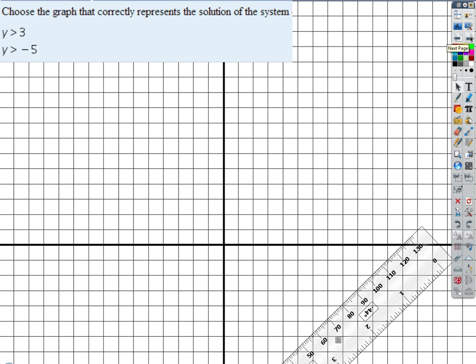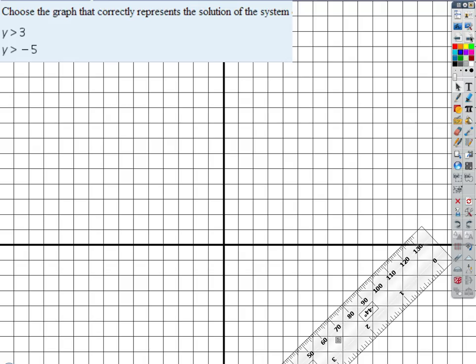Last one, maybe. Yeah, last one. Okay, this is a really easy one, but people had some questions about this. It's a little strange, but it's very simple, actually. So what about this? It says choose the graph that correctly represents the solution of the system. Well, what does the first line look like? If I have the line y equals 3, what is that?